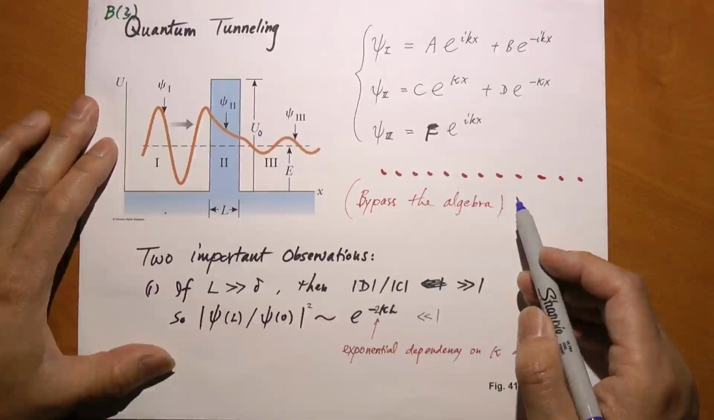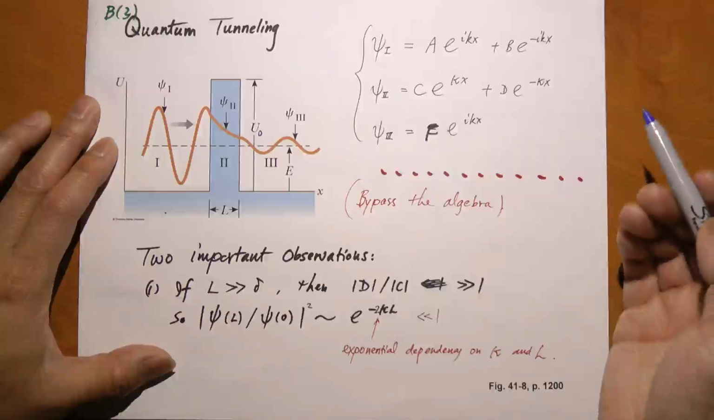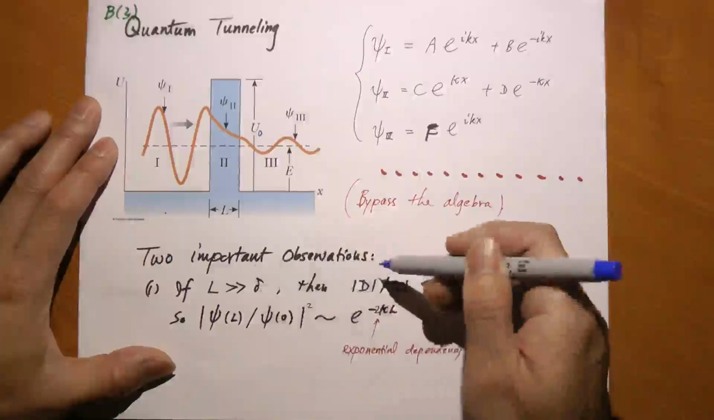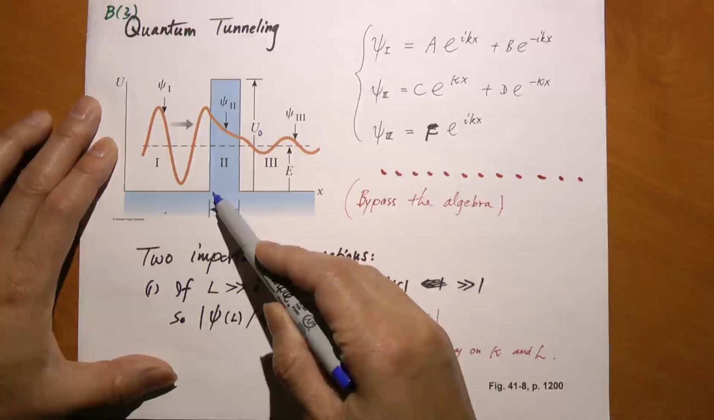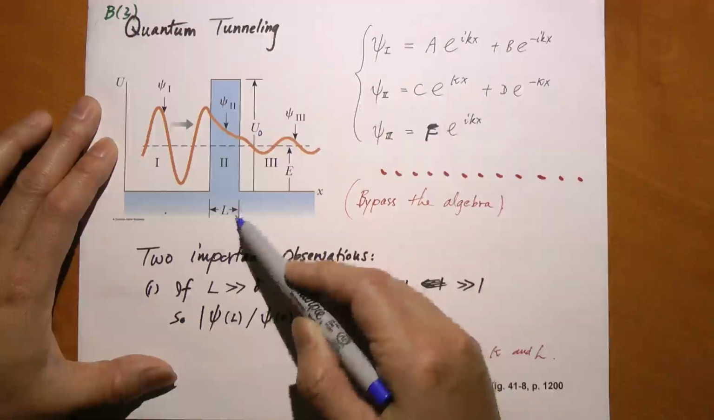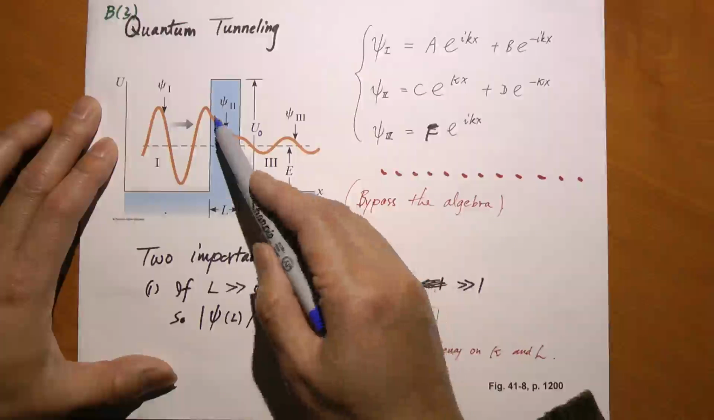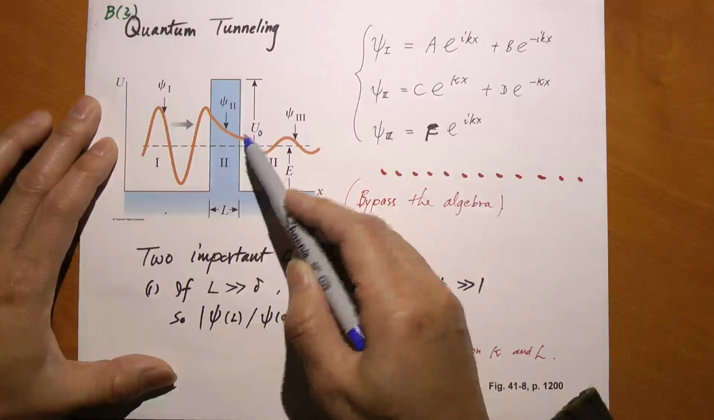So let's bypass the algebra. Okay, this is a little too tedious. We did a lot of similar work. Let's look at the physics. If you did all these things, what are you going to get? Well, I want to highlight 2 important observations regarding this setup. One is, what happens if you have a wide barrier? So L is quite large. That means that the chance of this particle tunneling through is not very high, okay? It is not very high.